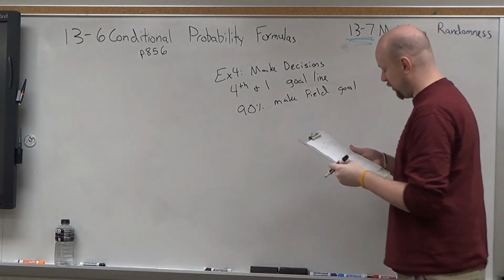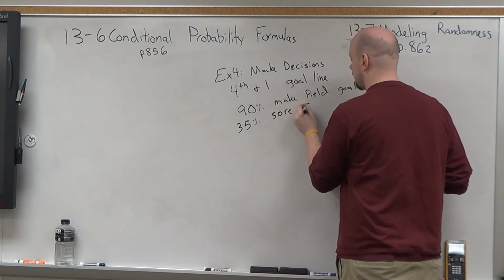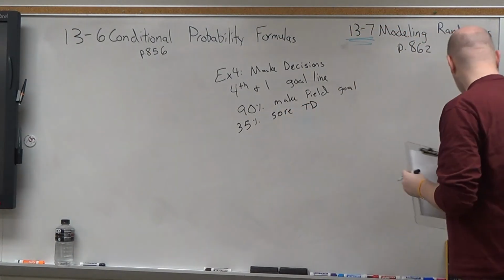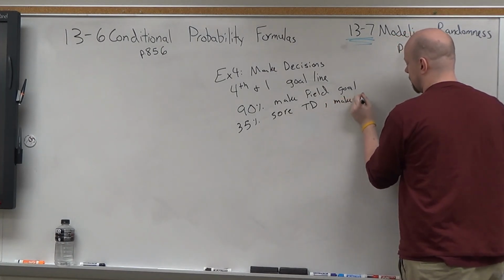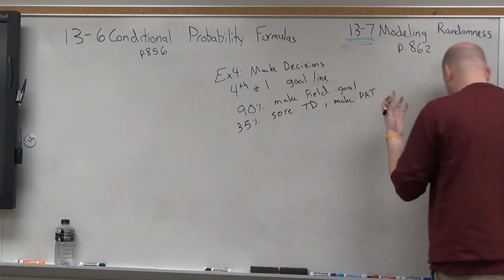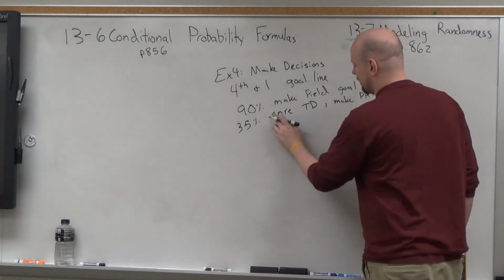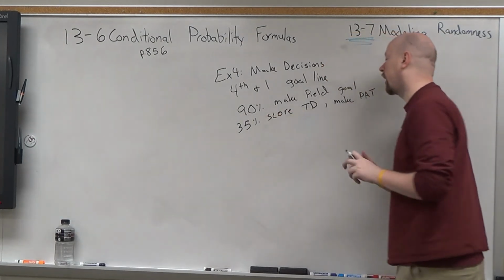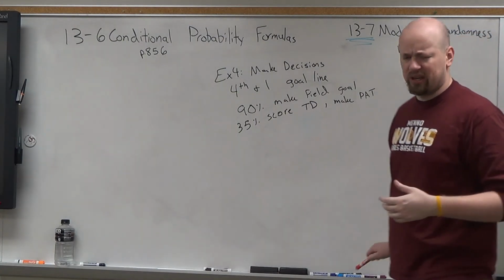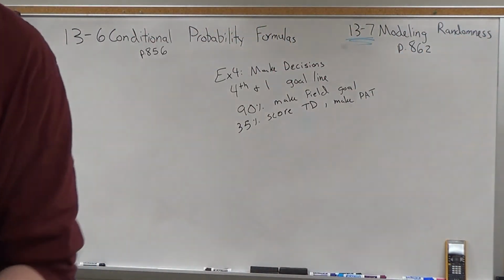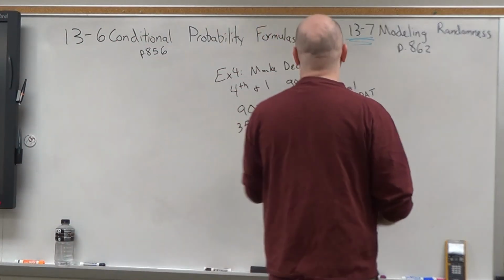And you have a 35% chance to score a TD. And we are going to assume that you make the PAT. PAT is point after touchdown, so what it means is score. Okay, so we need to look at this objectively. 90% chance to make a field goal. I'm pretty sure they count the PAT automatically. Let me double check that. They do. Okay, they do count the PAT.